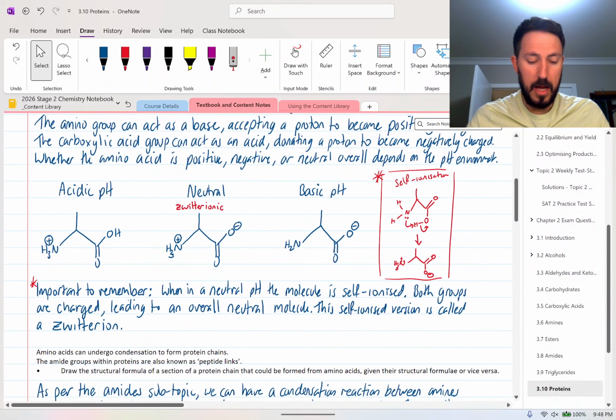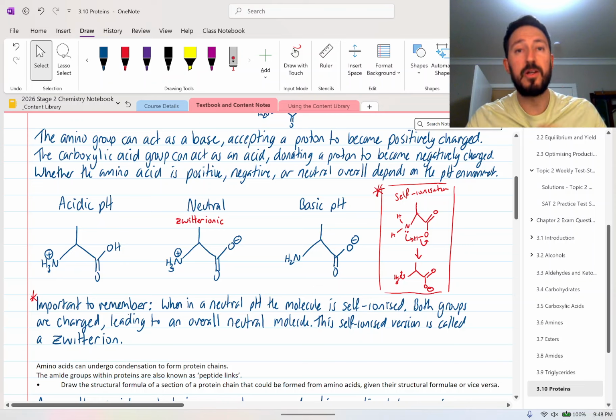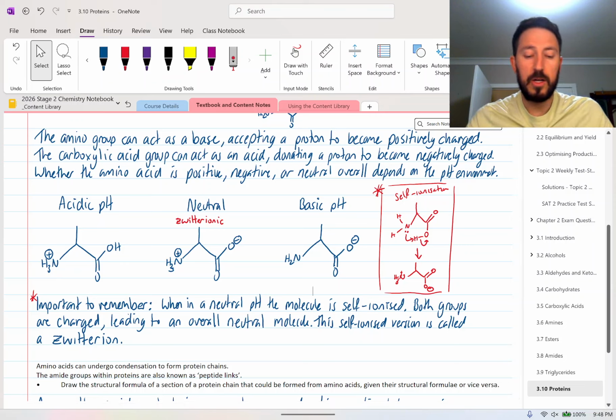Okay. Now, I've already mentioned it here. It's important to remember that when you are in a neutral environment, your amino acid is self-ionized, so ionized on both ends, and we call that a Zwitterion. So the neutral, we have our Zwitterionic molecule.